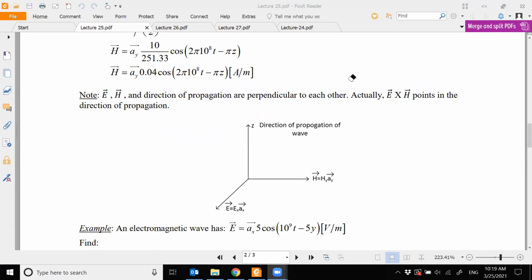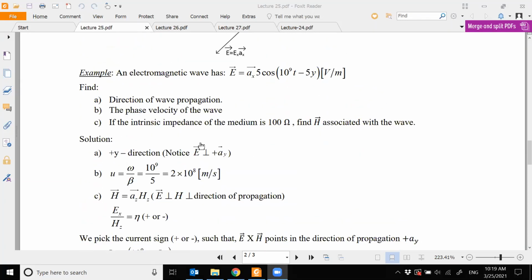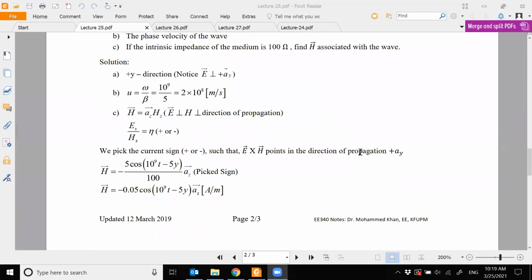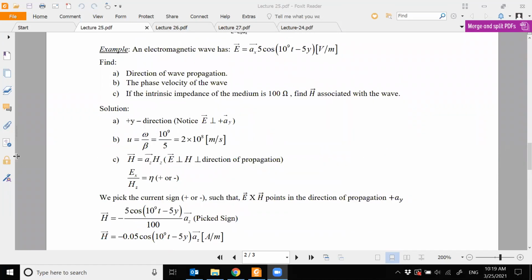So if you see here, you have a simple example. You have an electromagnetic wave E, which is given to you. Let me make it a little bit small so that I can have the problem. The problem is saying that you have an electromagnetic wave whose electric field has a component along the ax direction. It is 5 cos(10^9 t - 5y) volts per meter. We need to find the direction of propagation.